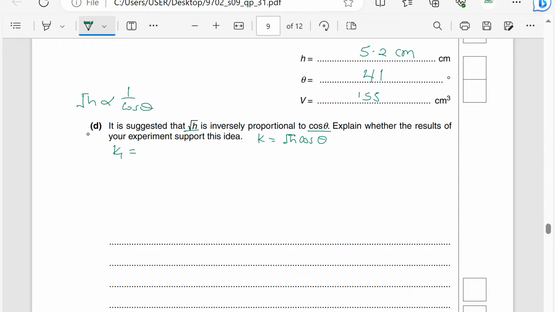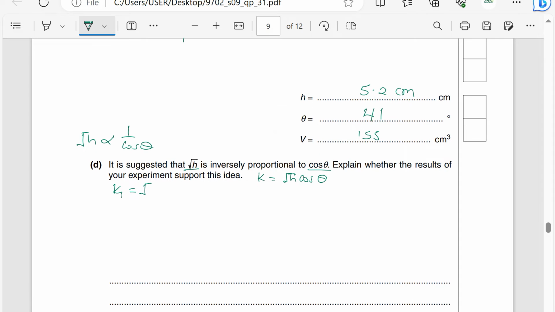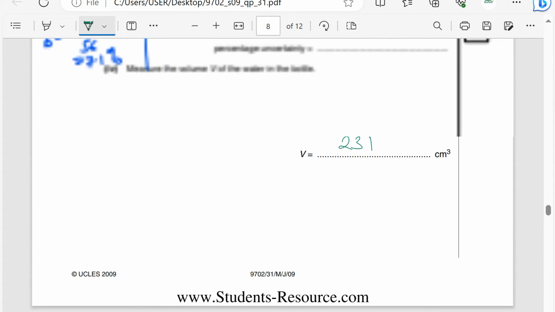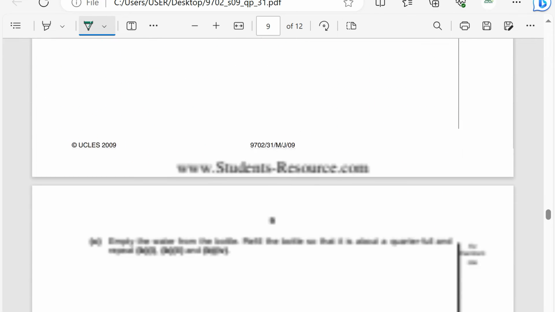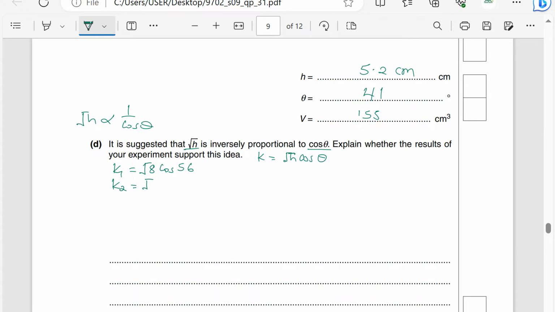So k1 is going to be equal to the root of h. What was our first value of h? I think it was 8. Without wasting time, it was 8. So it will be root of 8 cos of the angle. The first angle was, I think, 56. Yes, cos of 56. Then our second value of k, we shall call it k2 for the second attempt, is root of h. Our h was 5.2, cos theta. Our theta is 41.